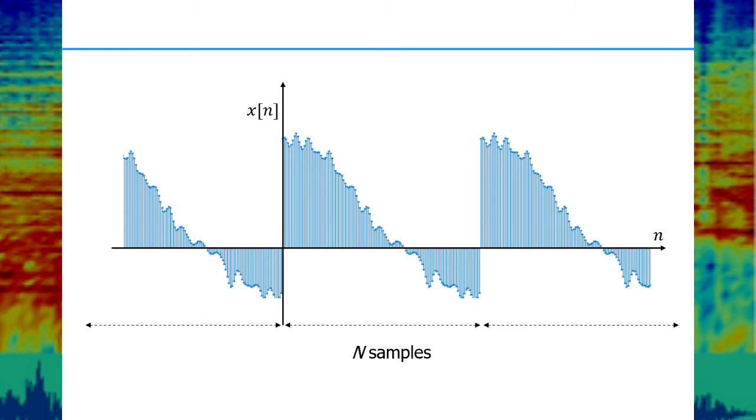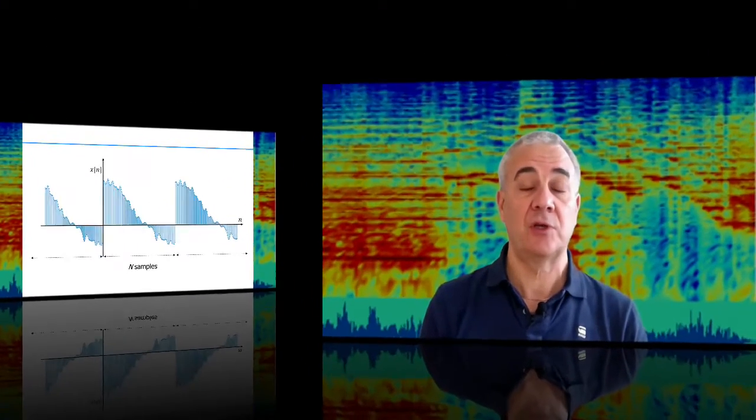Or, put more correctly, we have to assume that x of n is periodic over N samples in order to be able to represent it with a finite set of complex exponents, each with a digital frequency that is a multiple of 2 pi over N. In a way, this is similar to the Fourier series, where we had periodic continuous time signals with frequency components consisting of multiples of the fundamental frequency 2 pi over T.